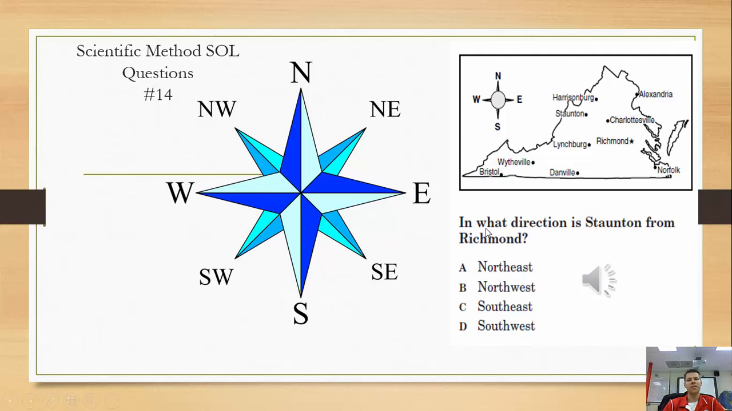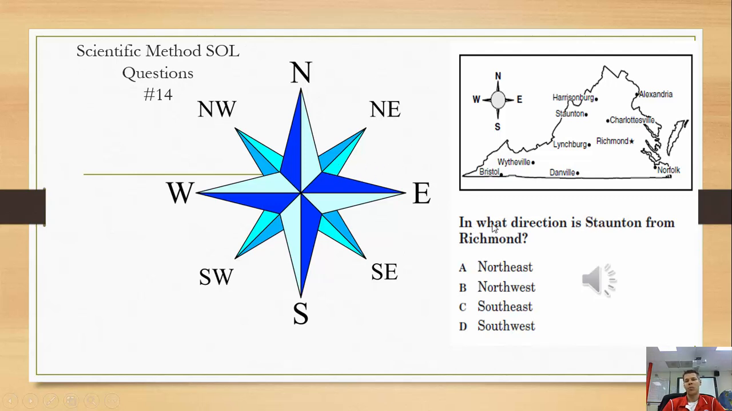Our compass rose, we've got north, east, south, and west, and in between north and east, we've got northeast, and southeast, southwest, northwest. And in between north and northeast, if we were going right up this direction, we would be going north-northeast. If we were just a little bit below northeast, we would be going east-northeast.